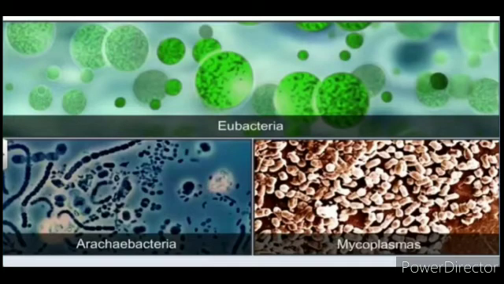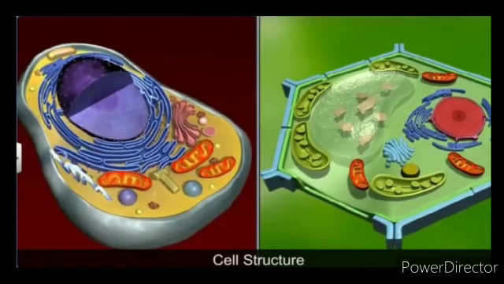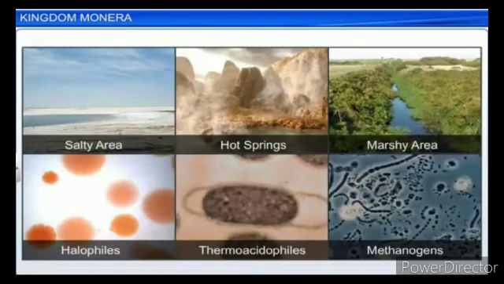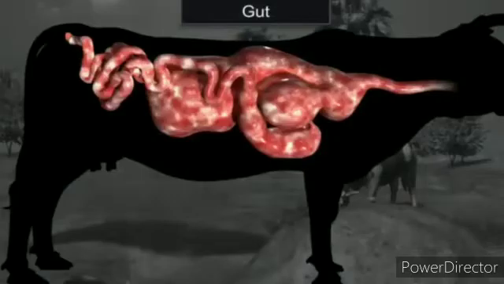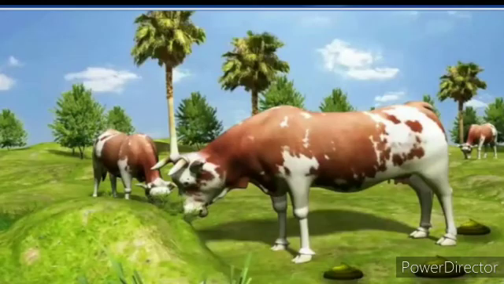Archaebacteria differ from other bacteria in having a different and very important cell wall structure, and this feature is responsible for their survival in extreme conditions. Next, methanogens are present in the gut of several ruminant animals such as cows and buffaloes, and they are responsible for the production of methane, a biogas, from the dung of these animals.